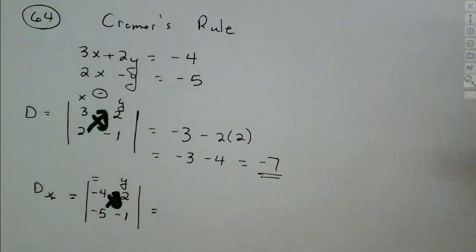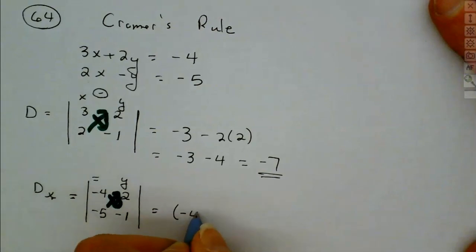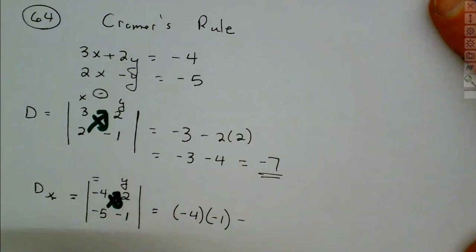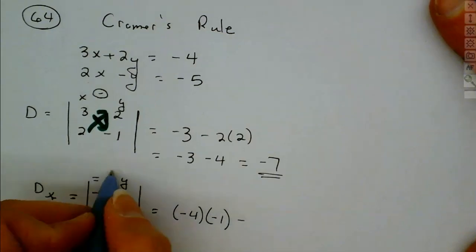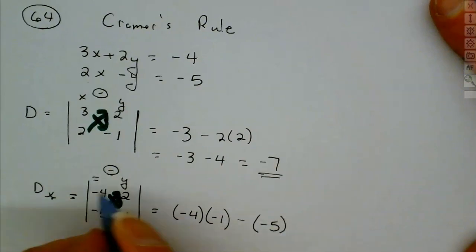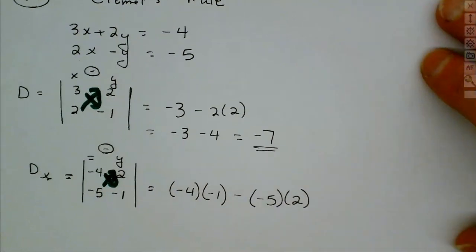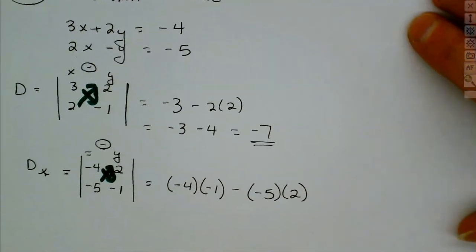Yep, do the same thing that we just did. So that is minus 4 times a minus 1 minus, and watch all of your negatives, so you always have to subtract it off, a minus 5 times 2. Now when I work it out, what does that give you?